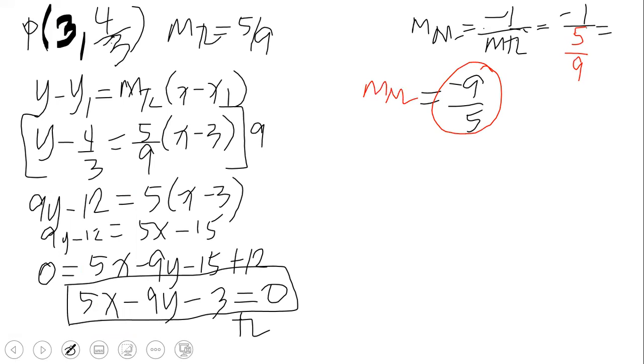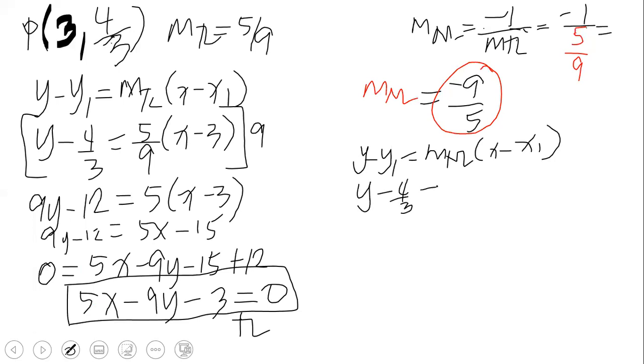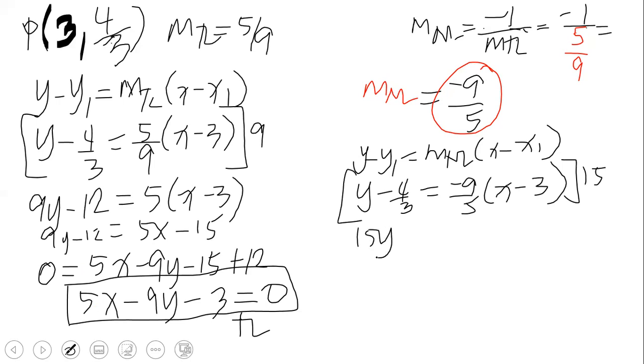So, same process. So, we have y minus y sub 1 equivalent to the slope of your normal line times x minus x sub 1. So, y minus 4/3 equal to negative 9 over 5 times x minus 3. So, the LCD for this term is 15. So, 15y. 15 divided by 3 is 5 times 4 is 20 equal to 15 divided by 5 is 3 times negative 9 is negative 27 times the whole term x minus 3.